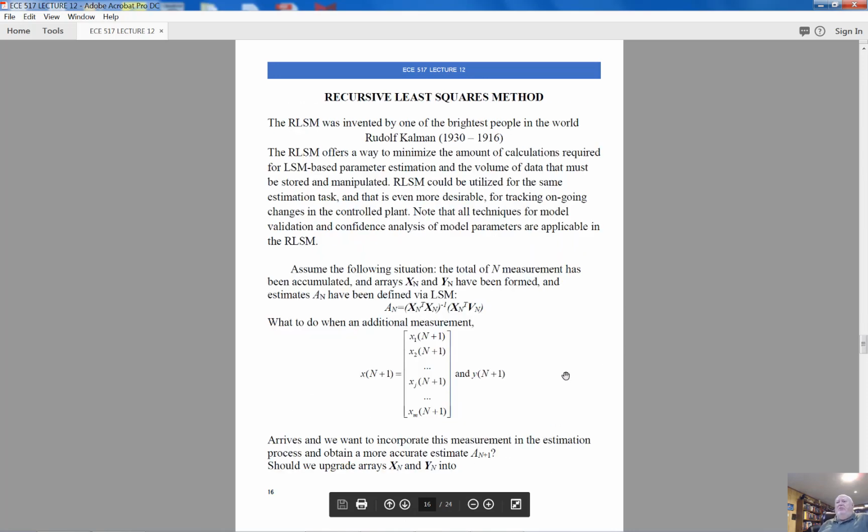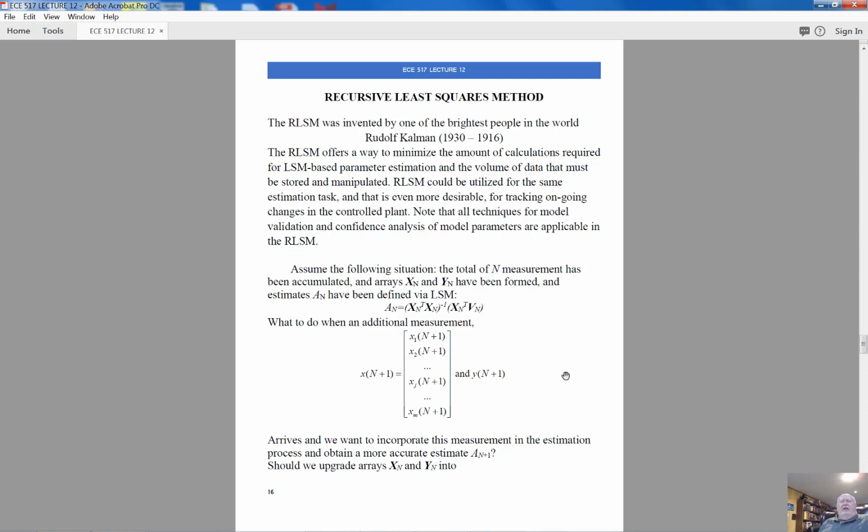I want to talk now about the recursive least square method technology. You know, the recursive least square method was invented by one of the brightest people known to mankind, Rudolf Kalman. Kalman died 2 years ago. Kalman was indeed a great mathematician who made a tremendous contribution to control engineering. As a matter of fact, he is the one who invented the state variable approach, matrix vector description, various techniques like pole placement, eigenvalue assignment, and so on and so forth that are used in the modern control.